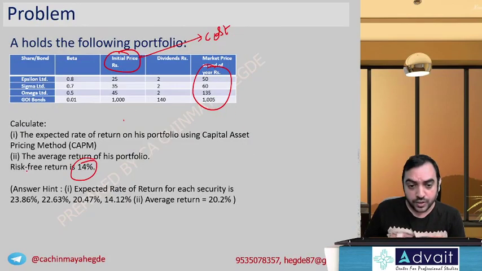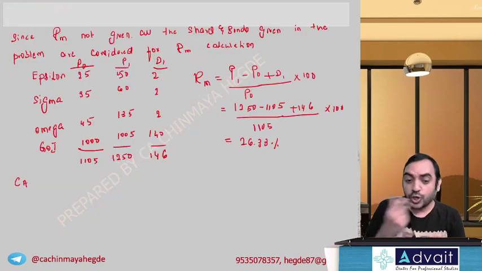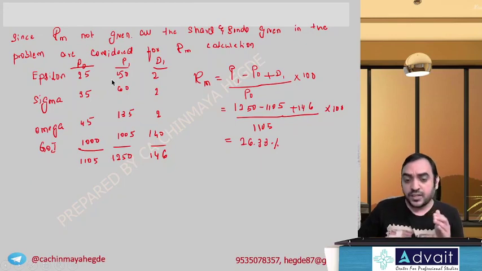CAPM return for which portfolio? They're asking expected return of the portfolio, and portfolio weights are not given. They gave the initial price, but how many shares is not given. So what to do? We'll take a simple average. That's all we can do. So we'll compute the CAPM return for each stock and take a simple average.